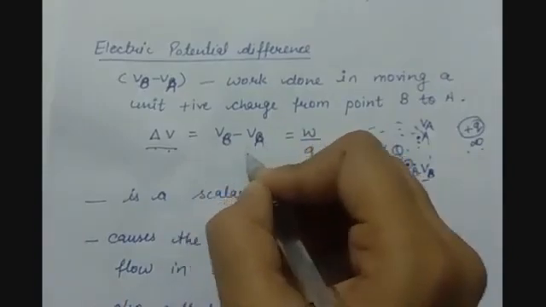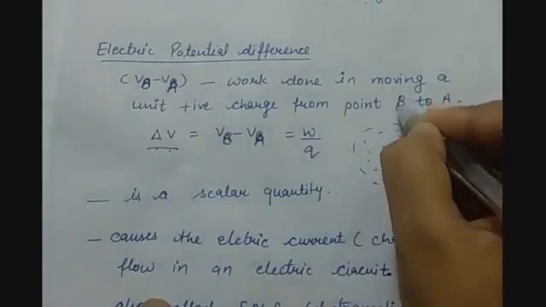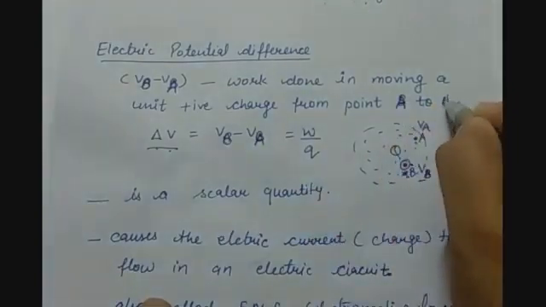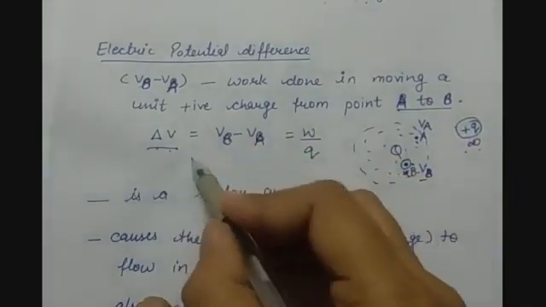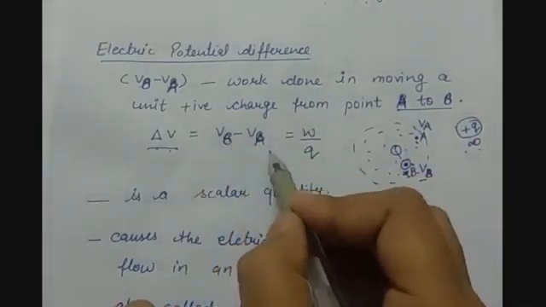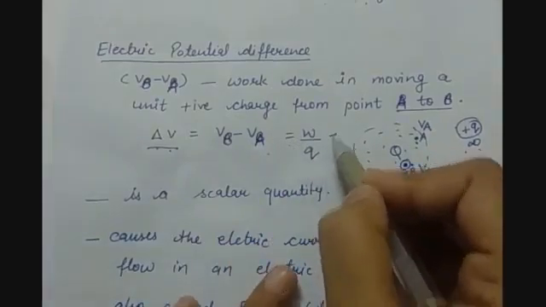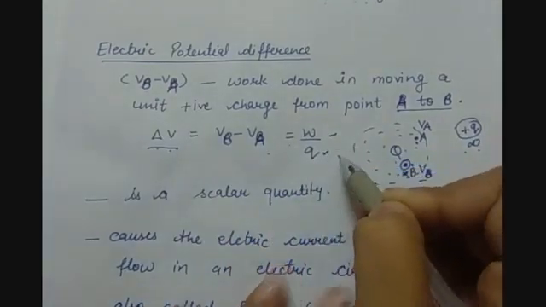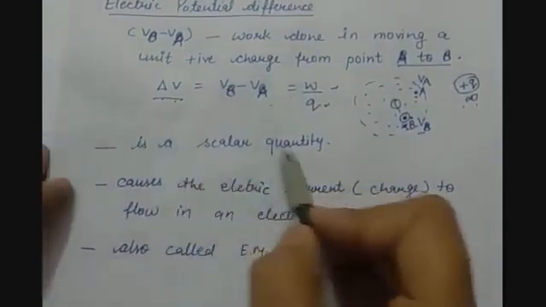So we have to do one thing, from point A to point B. Del V will be VB minus VA, given by the same formula, work done per unit charge. So the units will be the same, and this is also a scalar quantity.